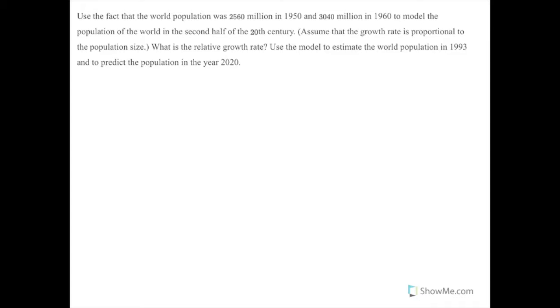And then there's actually a really important sentence in here, even though it's in parentheses. I'm going to go ahead and underline this. It says assume that the growth rate is proportional to the population size. So here's the thing, we tend to think that I'm going to use kind of a constant growth rate there. But unless we're told that, we really don't know that.